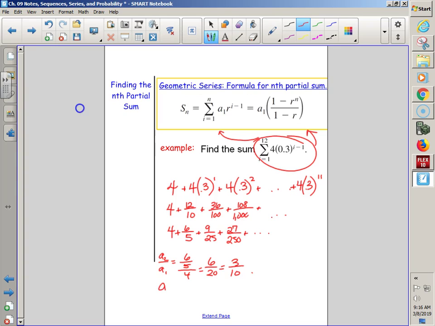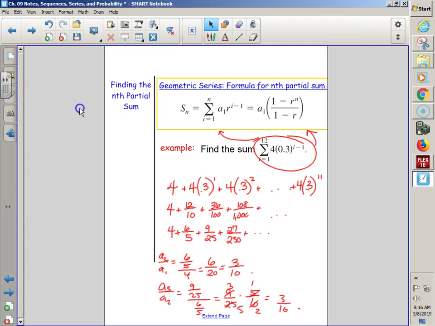And then if we did A3 over A2, that would be 9 over 25 all over 6 over 5. Remember, when you divide by a fraction, what do you do? Multiply by the reciprocal. 5 over 6, that'd be 1, that'd be 5, that'd be 2, that'd be 3, 3/10. Whoo! But was that a super obvious geoseries?